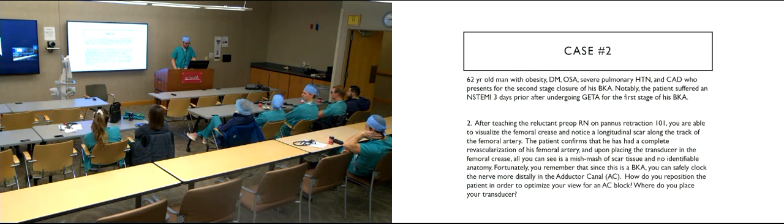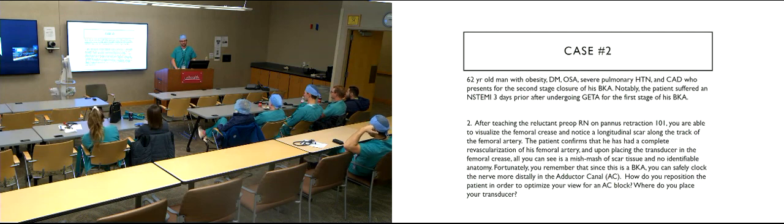This is a little verbose, but after teaching the reluctant pre-op nurse on pannus retraction 101, as this guy was morbidly obese, you're able to visualize the femoral crease and notice a longitudinal scar along the track of the femoral artery. Slightly beginning to panic, the patient confirms that he's had a complete revascularization of his femoral artery. Upon placing the transducer in the femoral crease, all you can see is a mishmash of scar tissue and no identifiable anatomy. Fortunately, you remember that since this is a BKA, you can safely block the nerve more distally in the adductor canal.